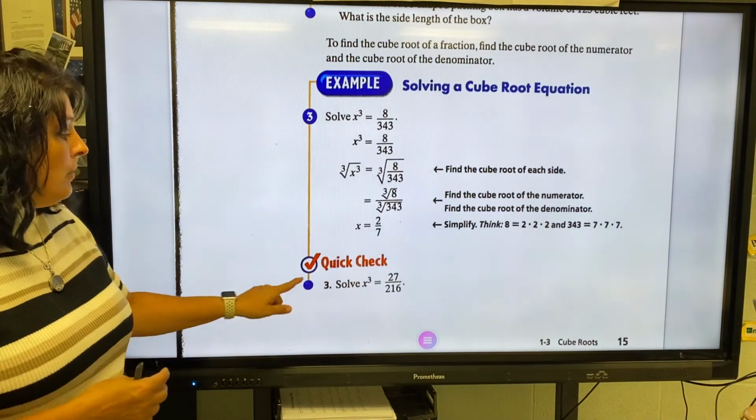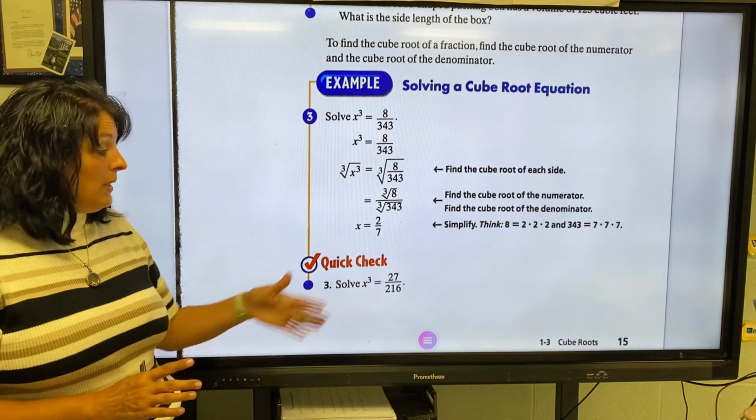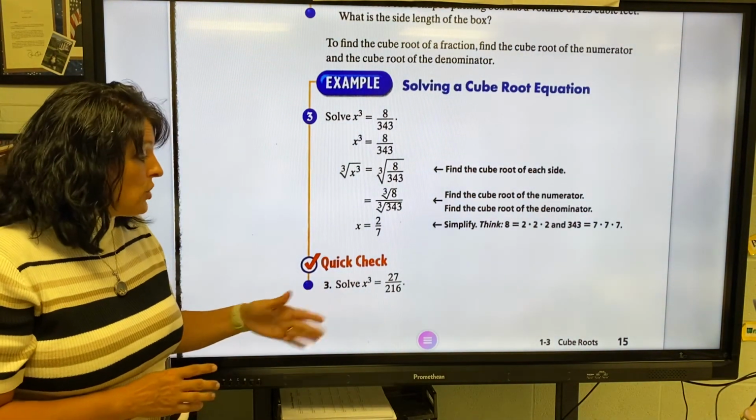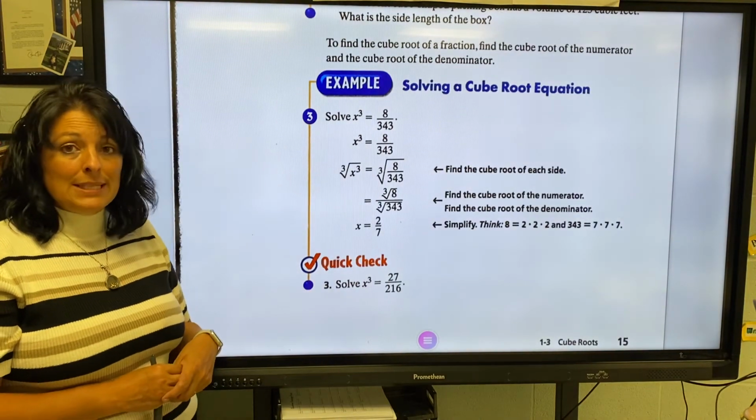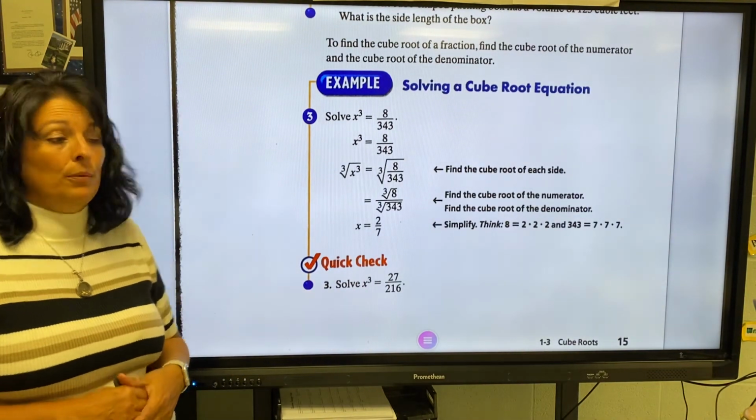Okay, go ahead and try the same thing with Quick Check 3, 27 over 216. Hit play when you're ready to go.